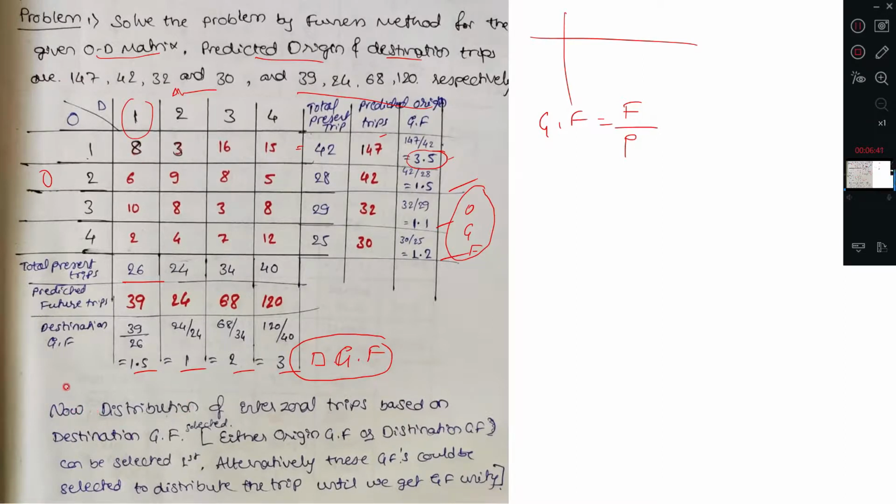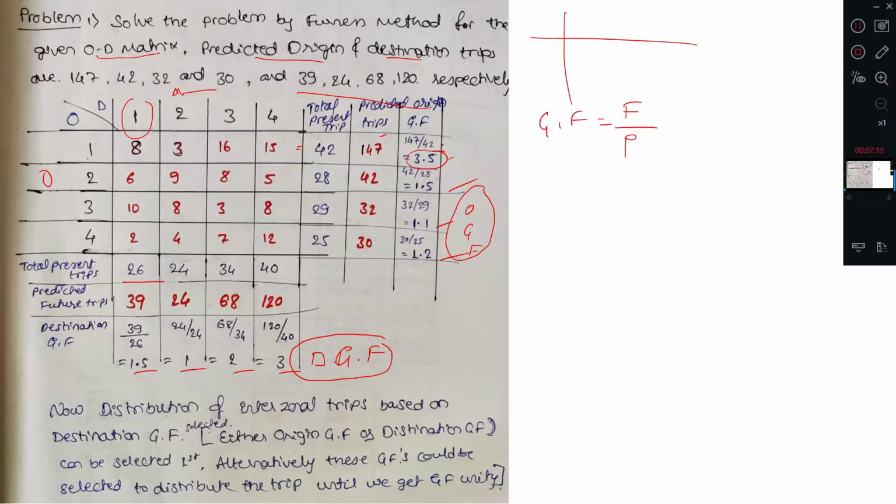So here I have written the statement. Now distribution of interzonal trips is based on destination growth factors that is selected. So out of destination growth factor or origin growth factor, any one of this you can try. So here I have selected destination growth factor. Either origin growth factor or destination growth factor can be selected first. Alternatively, these growth factors could be selected to distribute the trips till we get the growth factor as unity. Hope the things are clear.